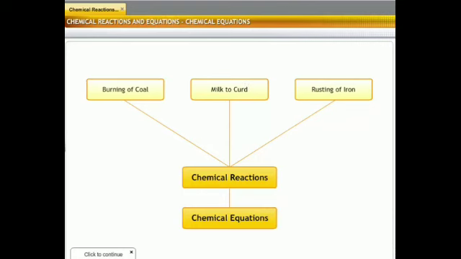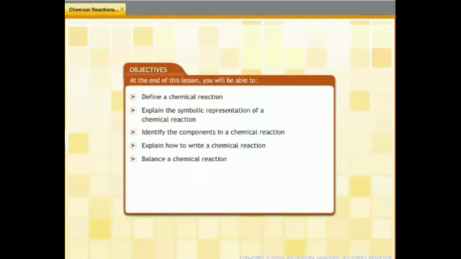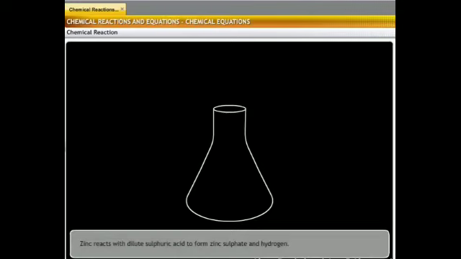In this topic, in this content, we will define a chemical reaction, symbolic representation of a chemical reaction, identify the components in a chemical reaction, and how to write a chemical reaction. And also we will learn about balancing a chemical reaction. I am taking an example: when zinc reacts with dilute sulfuric acid, it forms zinc sulfate and hydrogen.